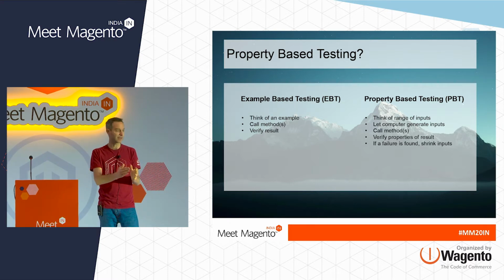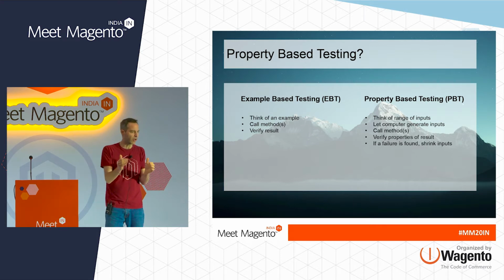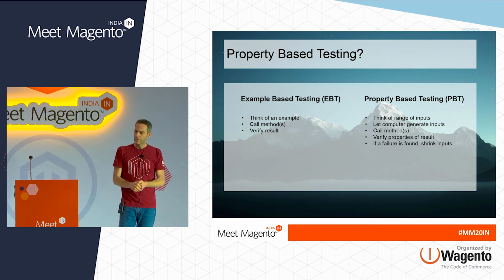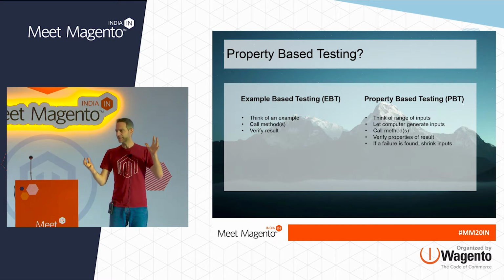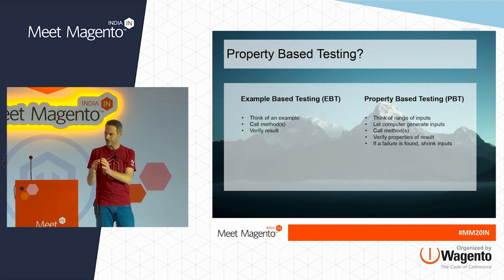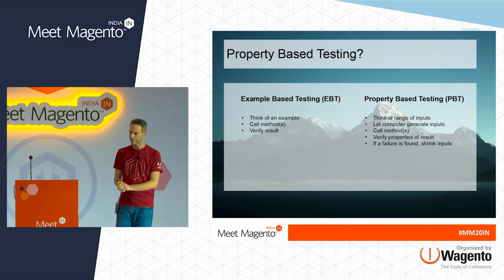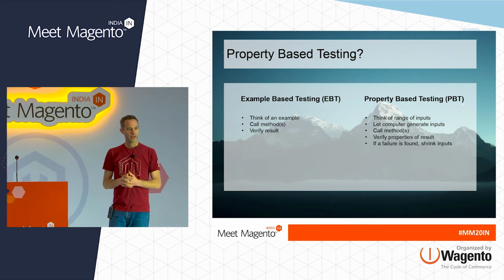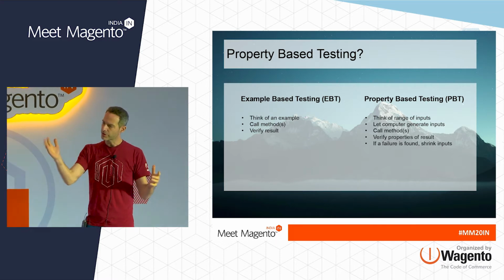Or maybe they can't be larger than a certain size? Or maybe with numbers, is it ints? Is it decimals? Is it maybe only small integers? Or maybe with objects, maybe it's just logged in customers. I think about the possible range of inputs, not just one specific example. And then I let the computer generate all those example values that I want to test. Out of the whole range, I let the computer pick examples.